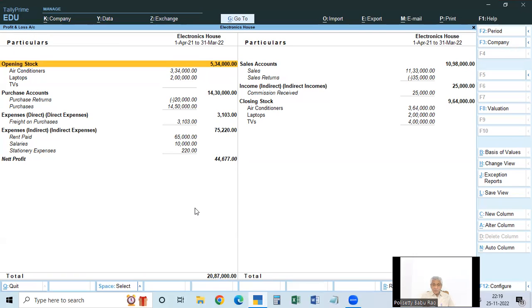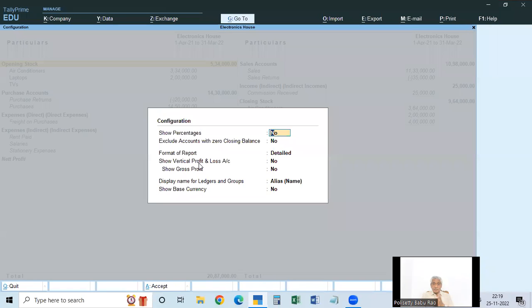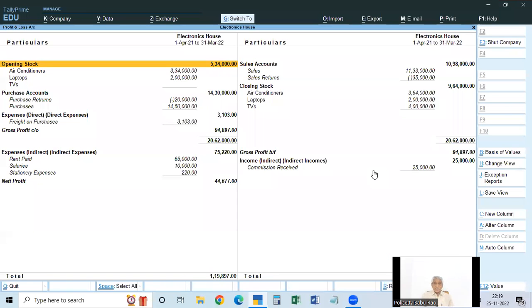So if you want to see the gross profit also, that is, you want Tally to show the profit and loss account in two parts, the name is only one, profit and loss account, but in two parts. In that case, go to F12, come down, and where it says show gross profit, make it yes. Save, Control A. See here. Now it is divided into two parts.